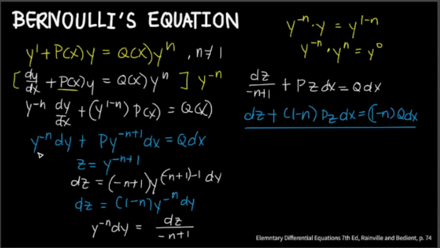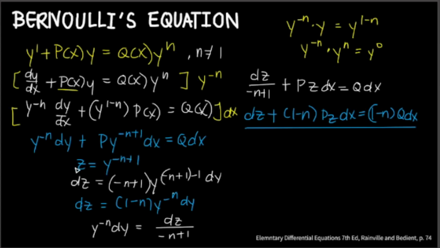Next natin is, aayusin natin to, magiging y raised to negative n dy. Multiply natin both sides by dx para makancel yung dx dito. So, magiging y raised to negative n dy plus p y raised to negative n plus 1, negative n plus 1, same lang yan sa 1 minus n, dx is equal to q dx. Tapos, ilalagay natin yung z natin sa y raised to negative n plus 1, which is this one. Ito na yung z natin.